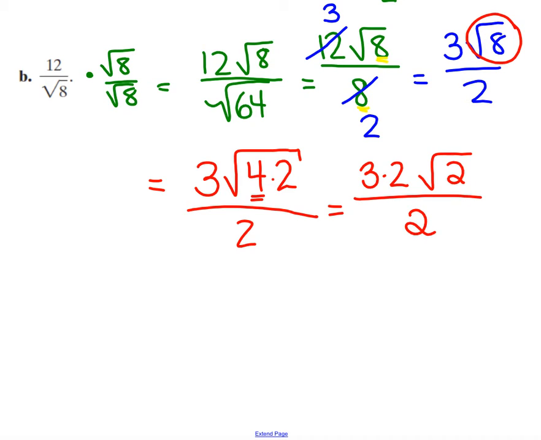All right, we got some more reducing to do. This 2 and this 2 can cancel out. 2 divided by 2 is 1. So our final answer then is 3 square roots of 2. And that's how you rationalize a denominator of a square root.